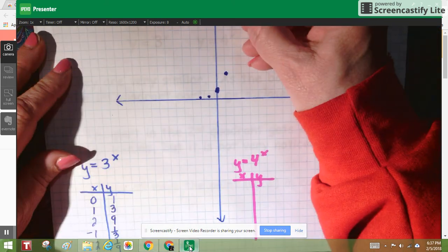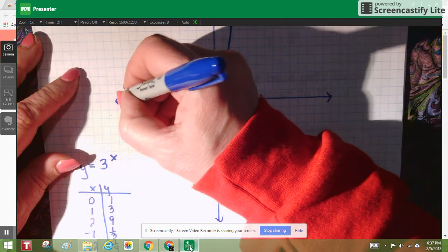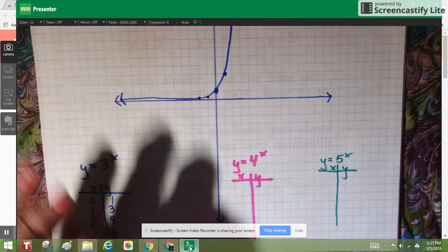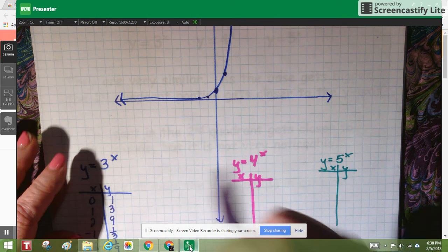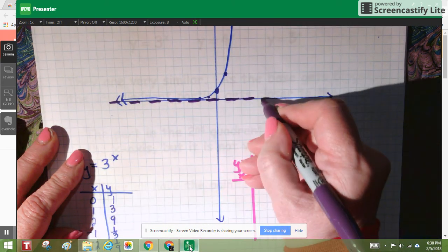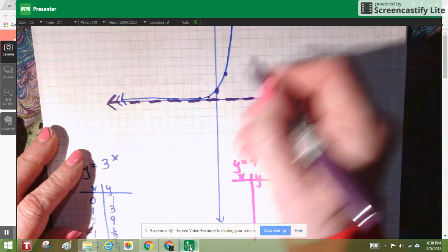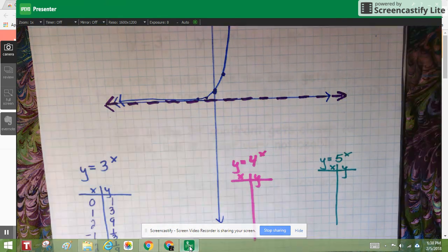And once again, I'm going to come down like this, and I'm going to get closer and closer to that x-axis. But you'll see here, my x-axis is actually my asymptote. So I'm going to draw my asymptote in now with a dotted line. So we'll see that this here is my asymptote. This is the line that it's going to approach but never ever touch.